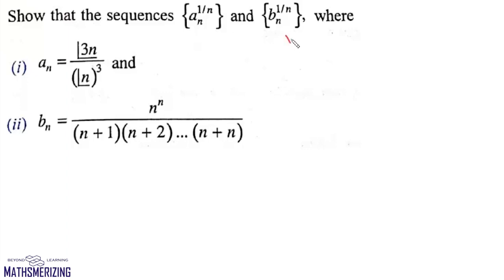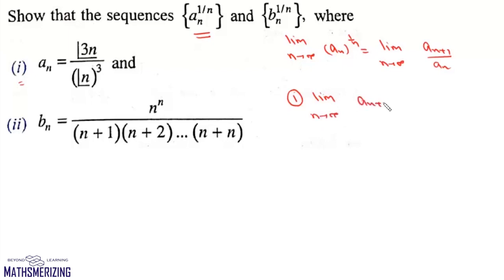Now Cauchy's second theorem says this limit n tends to infinite an to the power 1 by n is same as limit n tends to infinite an plus 1 upon an. So for this first one, if we have to calculate this limit, it will be equal to limit n tends to infinite an plus 1 upon an.